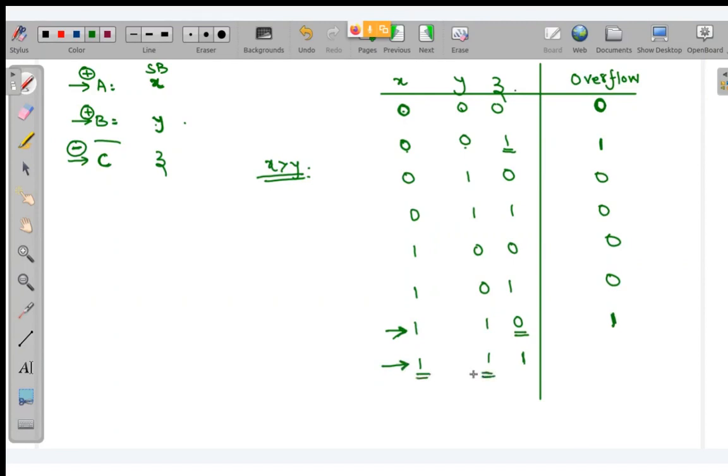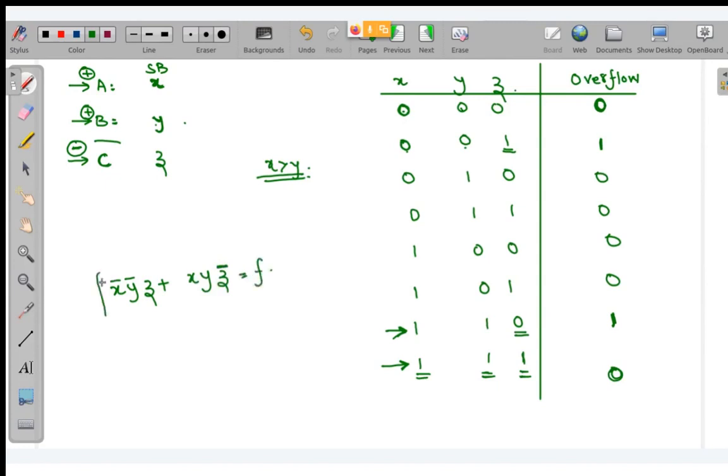X negative, Y negative, and Z is negative. So this is a valid case. If you add two negative numbers, the resultant is negative. So this indicates that overflow has not happened. So this is 0. So if we want to write these two cases, this will be X complement, Y complement, Z plus, if I want to write this condition, this will be X, Y, Z complement.